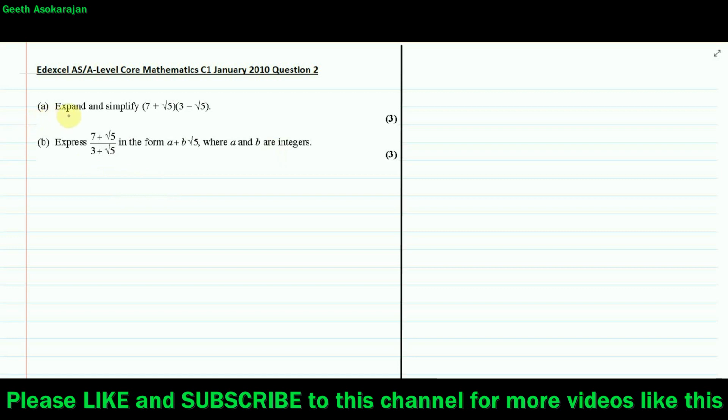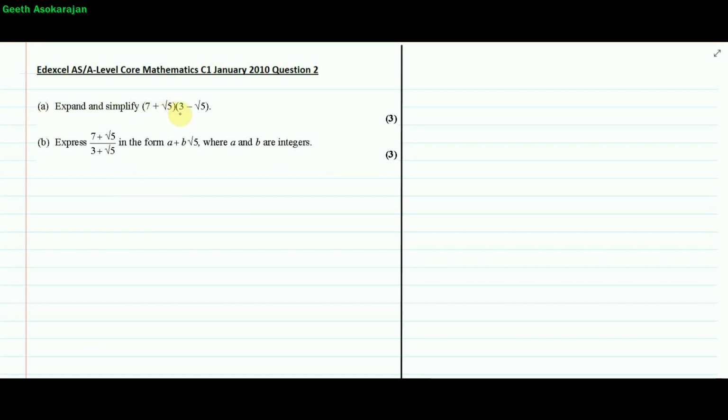Right, so this is another past examination question from A-Level Core Mathematics C1. This is from the year January 2010 and this was question number 2 of that paper. So let's have a read. Part A, expand and simplify 7 plus square root of 5 multiplied by 3 minus square root of 5. So let me try part A here.